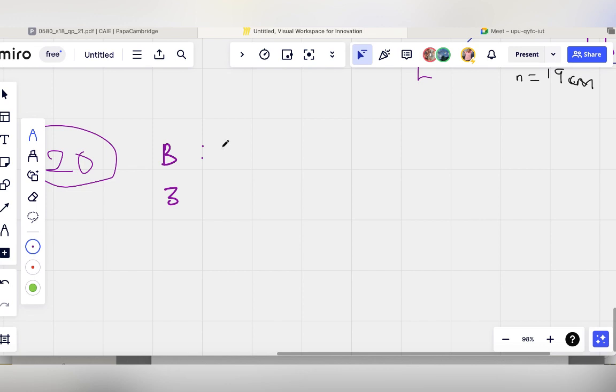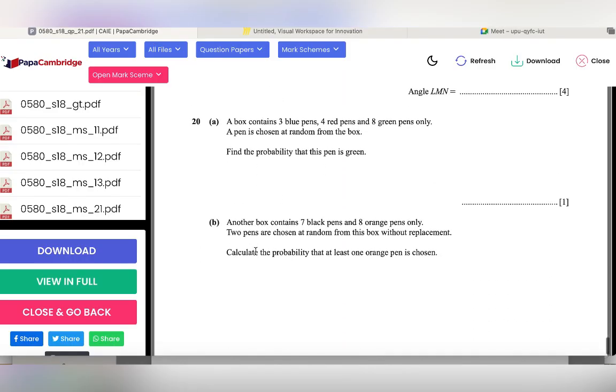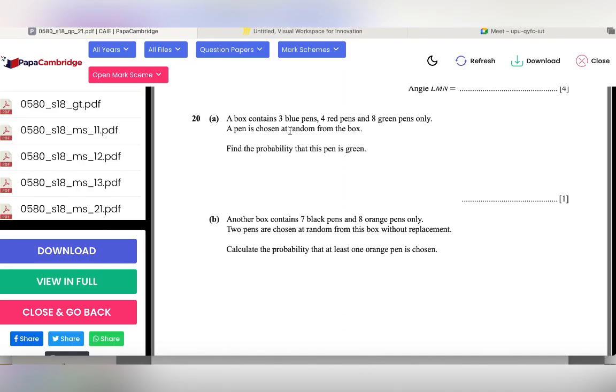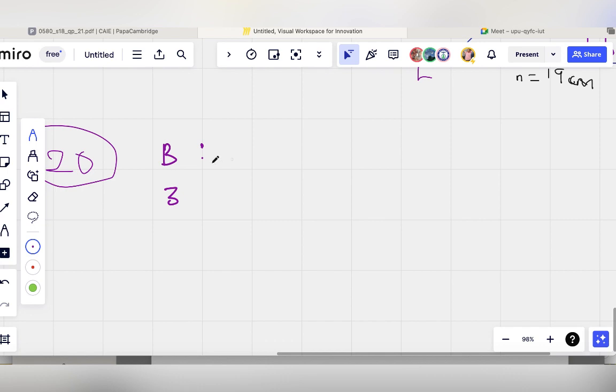What's the next color? 3 blue pens, which other color? Red, is it red? We have 3 blue pens, 4 red, and green, 8. Red pens, we have 4, and in the ratio green, which is 8. Okay, we put the ratio.